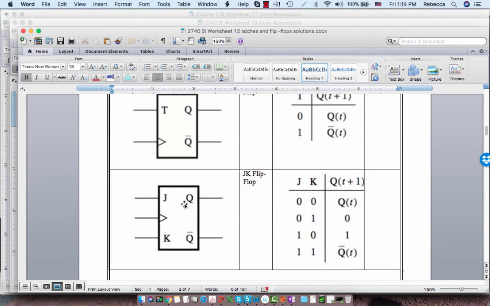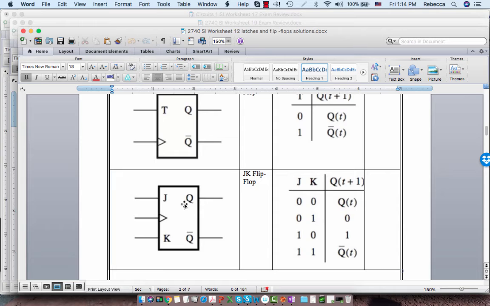Okay, so now let's look at the JK flip-flop. The JK flip-flop is a lot like the SR latch, except 1-1 is an allowed state. When both J and K are 0, the value of Q doesn't change. When K is 1 and J is 0, that's a reset, and the next value of Q will be 0. When J is 1 and K is 0, that's a set, so the next value of Q will be 1.